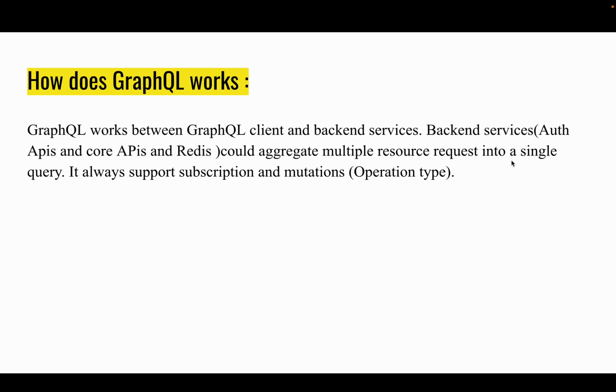So how does GraphQL work? Well, GraphQL works between the GraphQL client and the backend side. I will show you in more detail in the code explanation part. The backend and server include the auth APIs, core APIs, and Redis. They can aggregate multiple resource requests into a single query, and it also supports subscriptions and mutations.